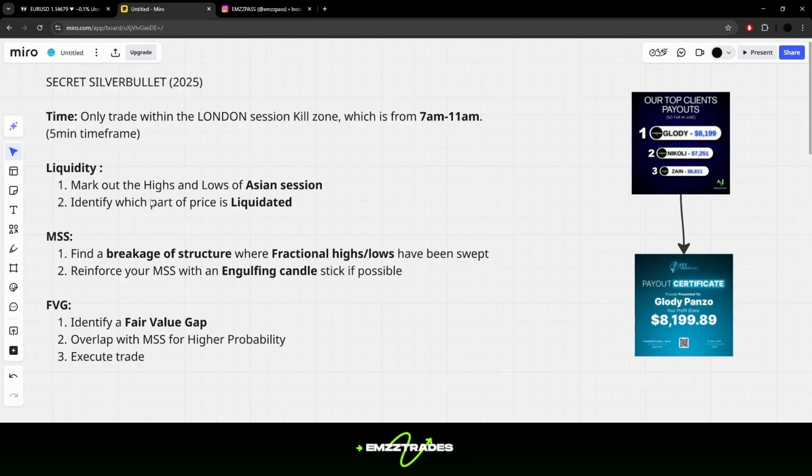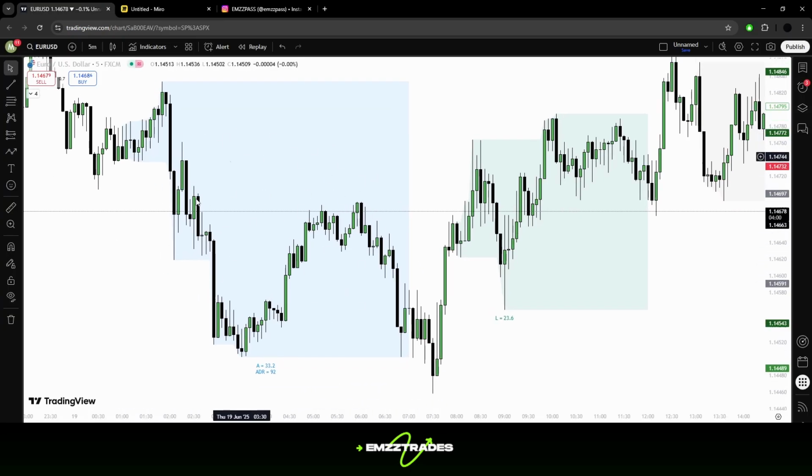As you can see, as we said earlier, you need to mark out the highs and the lows of Asian session. So as you can see, this is Asian session in the blue area right here.